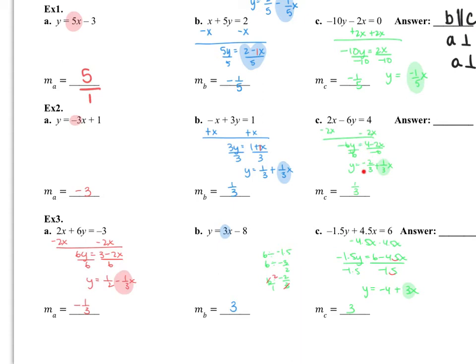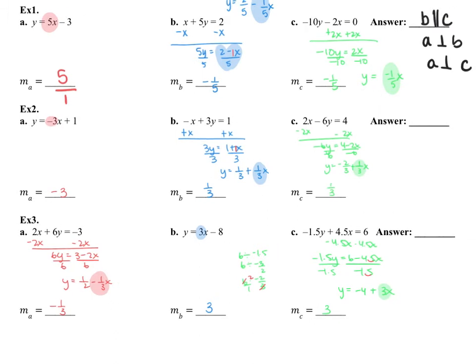4 over negative 6 reduces to negative 2/3, and then negative 2 over negative 6 reduces to positive 1/3. So line C also had a slope of positive 1/3. So that meant that lines B and C were parallel. And then since line A is negative and B and C are positive, A is 3 over 1, B and C are 1/3. That also meant that A was perpendicular to B, and A is also perpendicular to C.